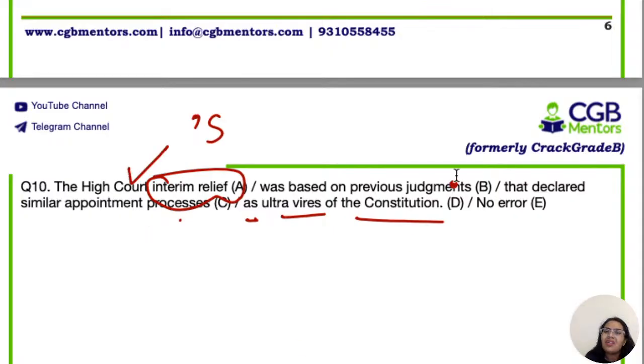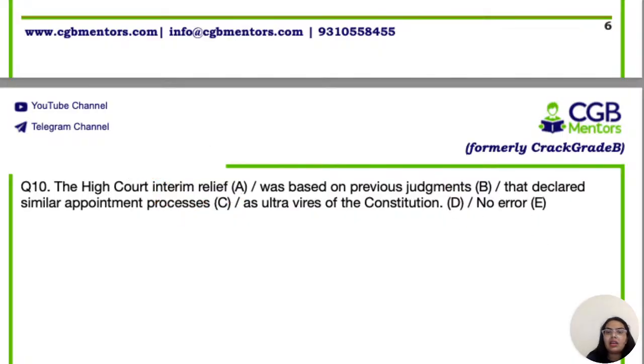Okay, why being declared? See, my main sentence is actually relief was based on judgments. And this is the main part of the sentence, that the interim relief was based on judgments. Now you are explaining what type of judgments. So वो आप that लगाकर using that as a relative pronoun, you are doing very nicely, है ना?